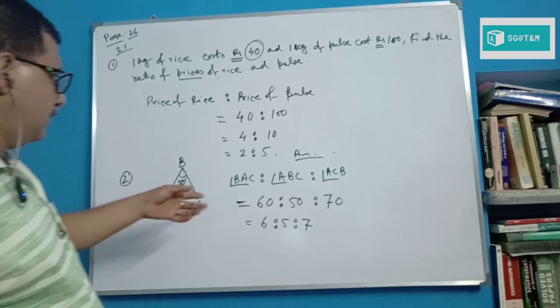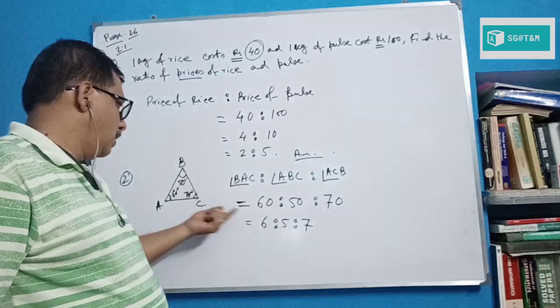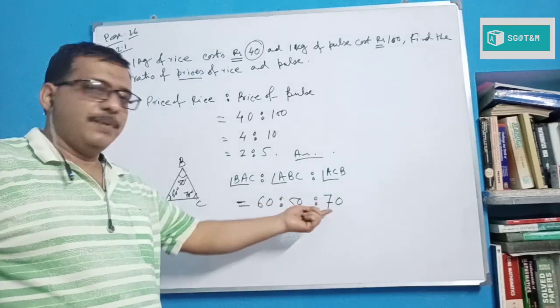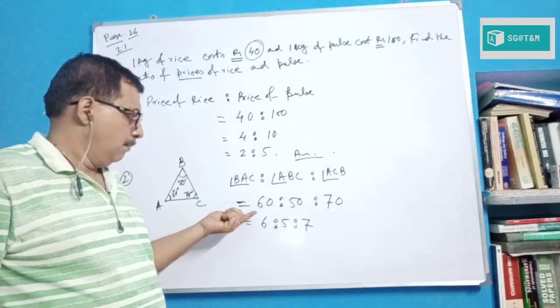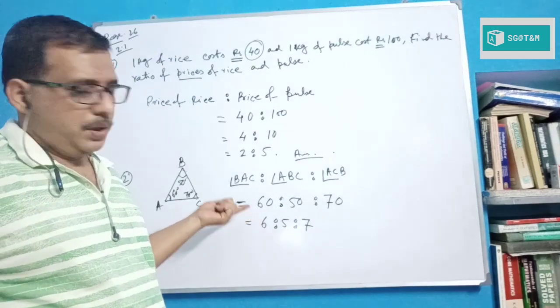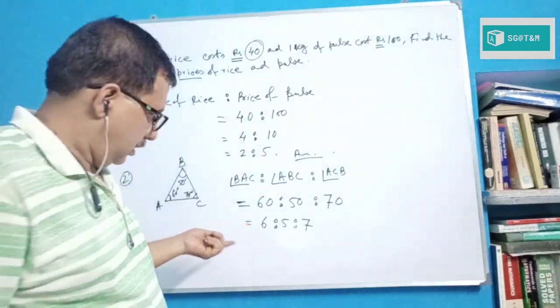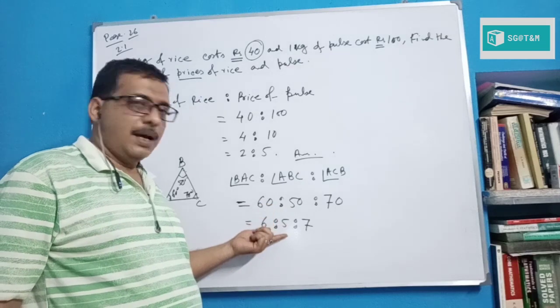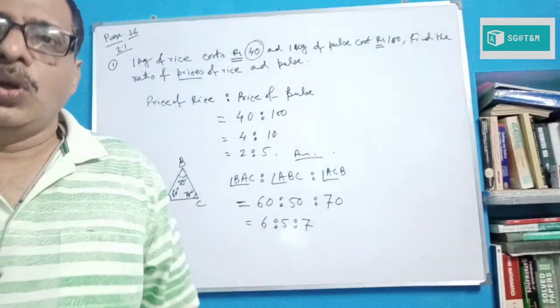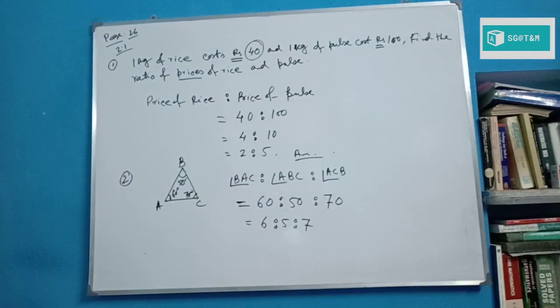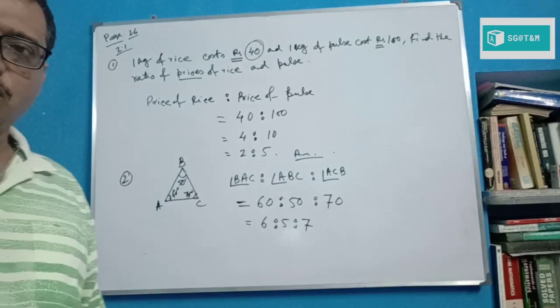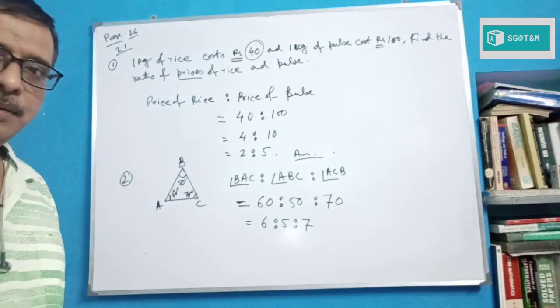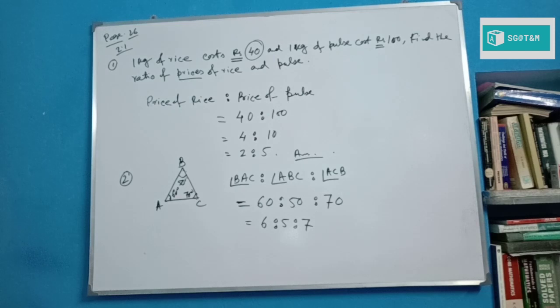Very easy. Just write down their values 60, 50 and 70. The common factor is 10. So each term divided by 10, we get 6, 5 and 7. So the ratio of the angles here is 6 is to 5 is to 7. That's all. Is it clear?